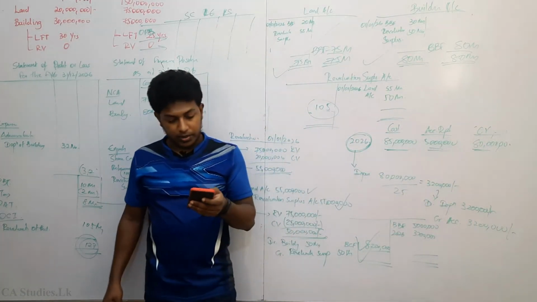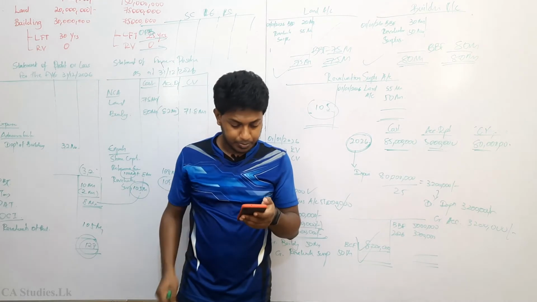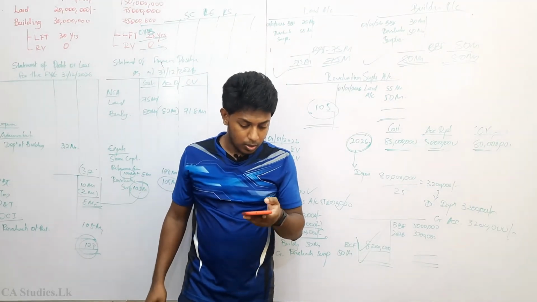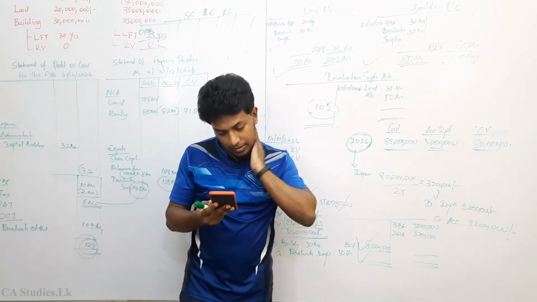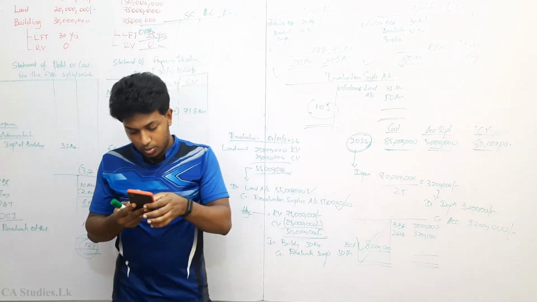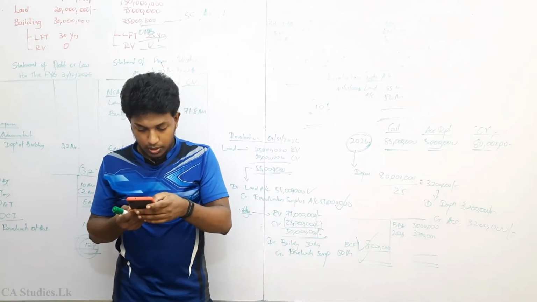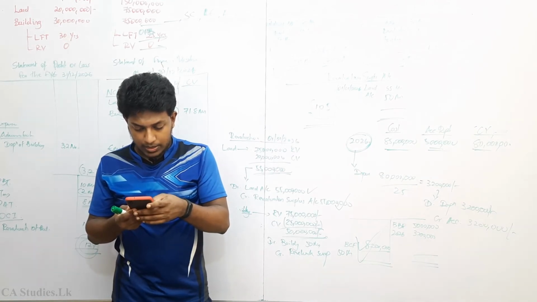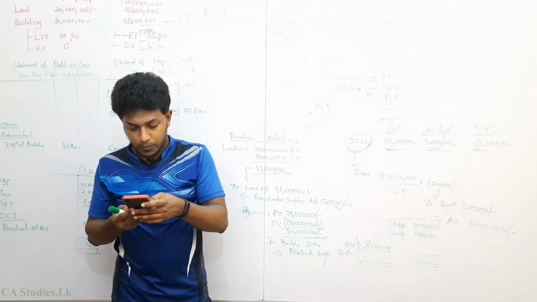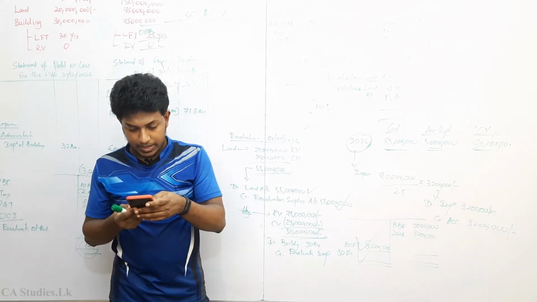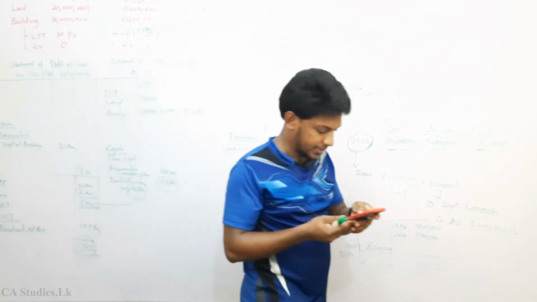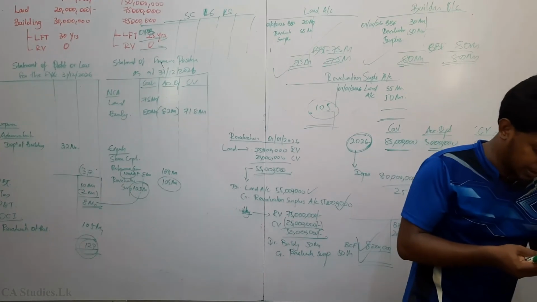Let's see what else this question requires. After that, now it requires the double entry. We have done that. Now let's look at the disposal of non-current asset. A good example is there. Nice example. Let's take that.